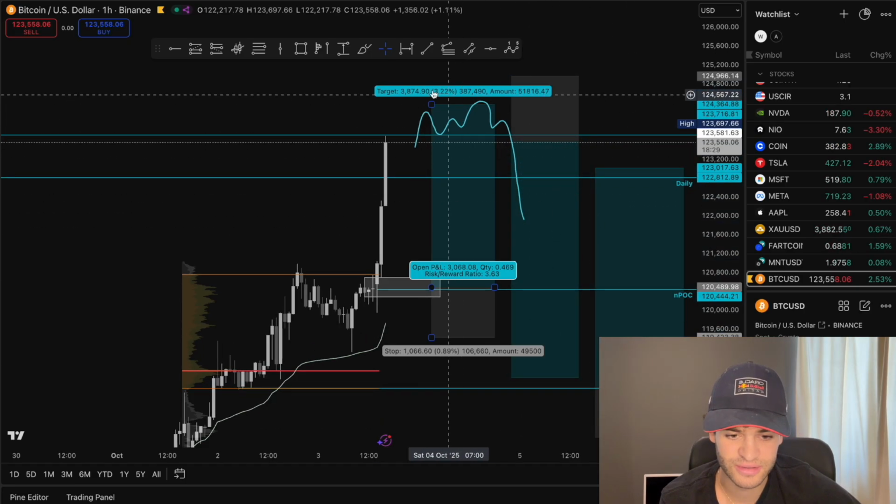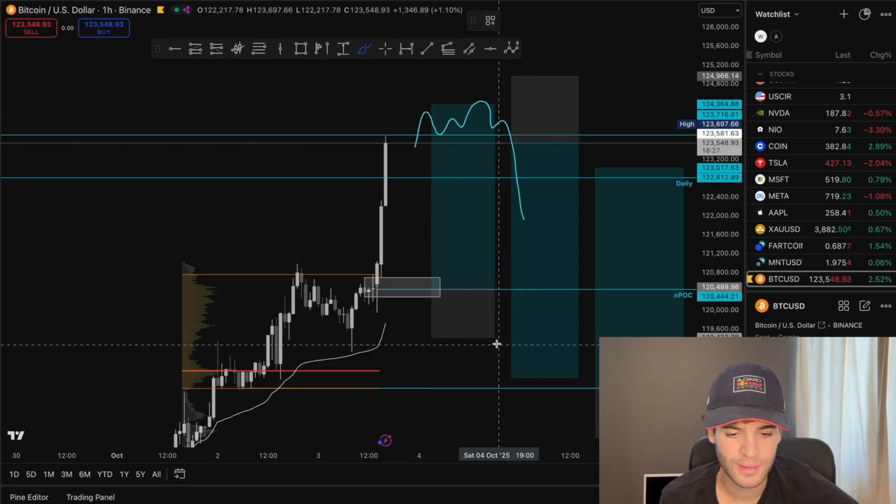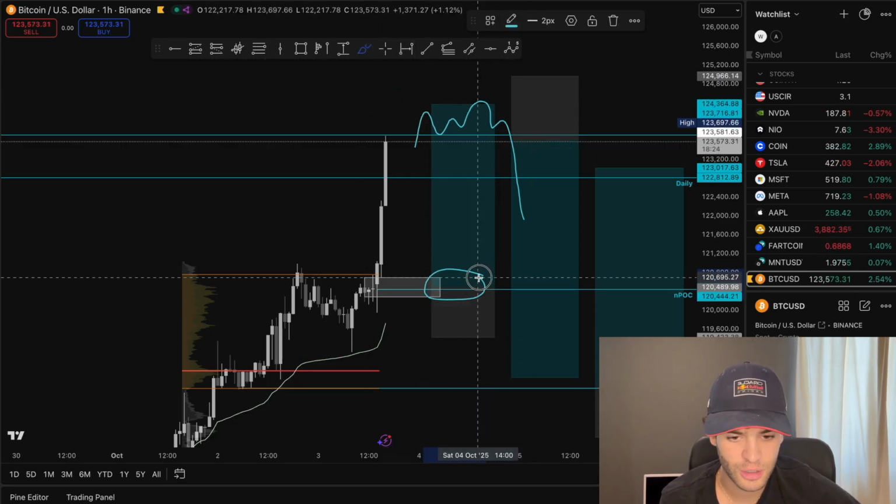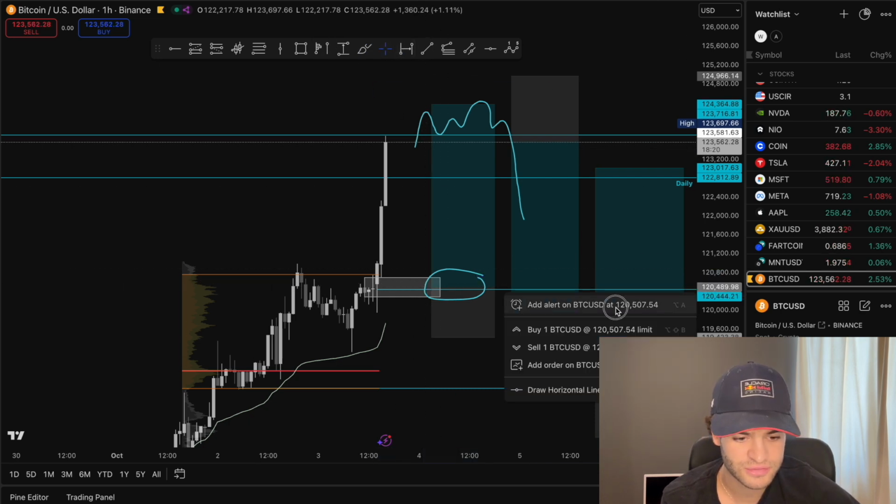And so now, based on this, I will have my trading setup for a long in case we get to this price. So what I would normally do, I would set up my alert right here.